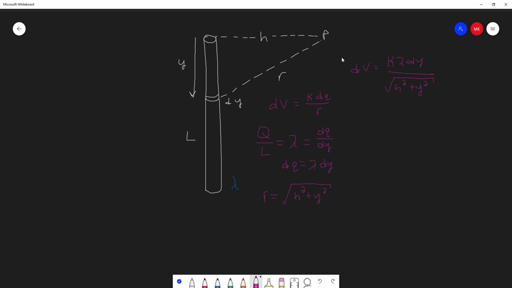And if we wanted to find voltage, you would integrate both sides, right? V equaling the integral of k lambda dy over the square root of h squared plus y squared. And remember, we're integrating over a rod, with this being our origin. This is 0. We're going all the way down to L, a distance L from the origin. So our bounds of integration are just 0 to L.